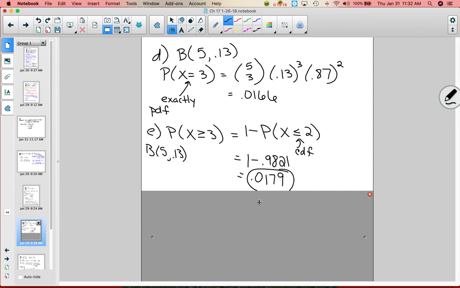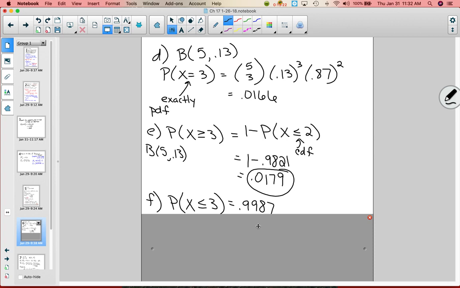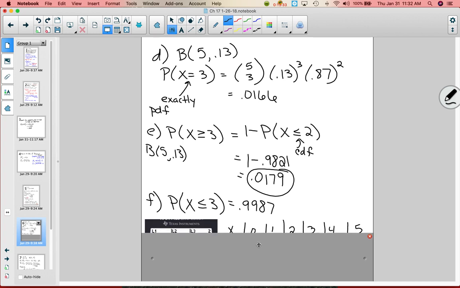Part F says there are no more than 3 lefties in the group. Again, this is binomial, and this time there's no more than 3. That means there's 3 or less, but no more than. And this one is just a binomial CDF problem. You don't have to worry about subtracting, but you should have those symbols there.